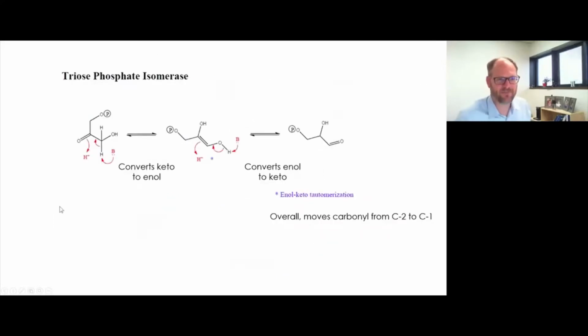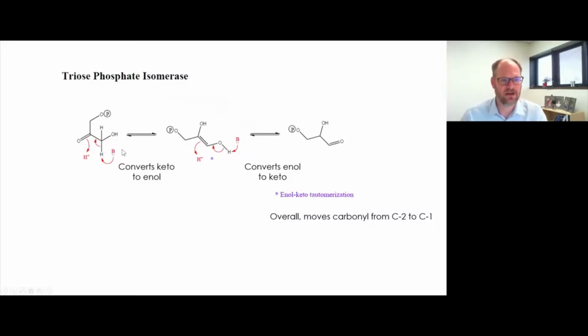Pretty cool. Last step. Now this one's neat, because this is the magic that allows us to have just one set of enzymes in the payoff phase of glycolysis. And it converts this dihydroxyacetone phosphate into glyceraldehyde 3-phosphate. So we have just one common set of molecules going to the second half.